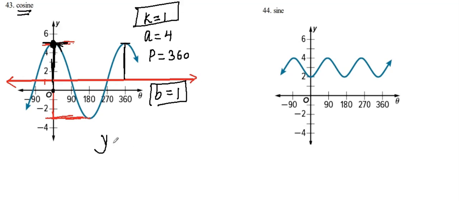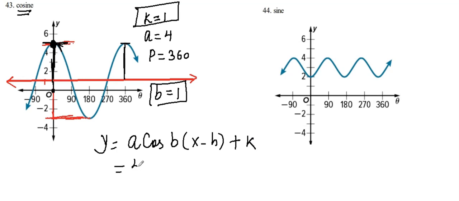Now you can write the equation y is equal to a cosine b x minus h plus k. A is 4, cosine b is 1, no need to write. x, there is no h, there is no shift, only k is this. K is given 1 because the vertical shift is this one, the black line is showing the vertical shift. This is the equation of question number 43.